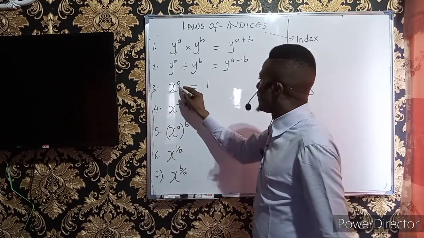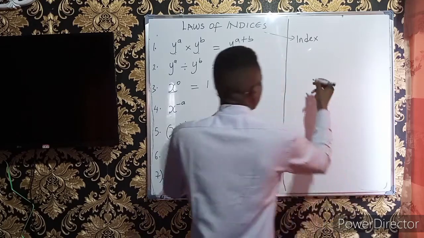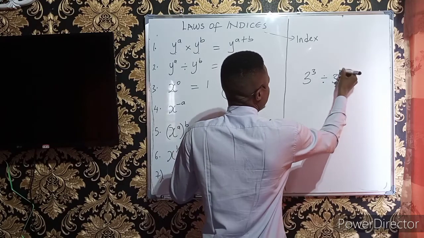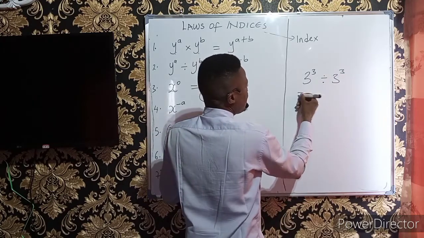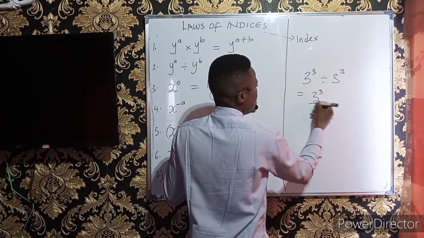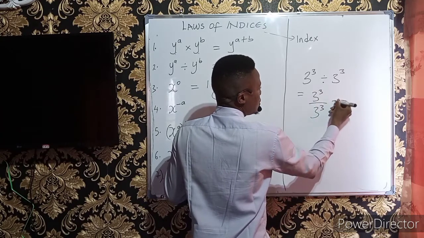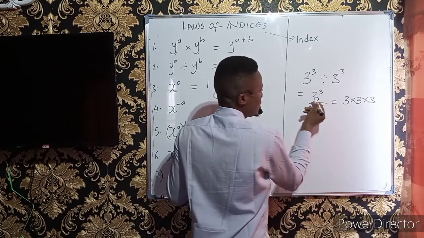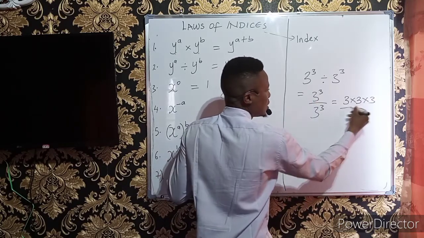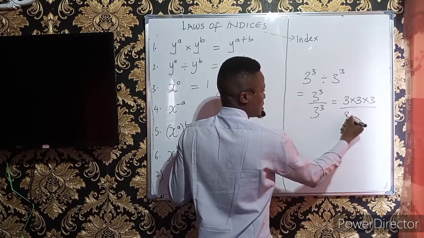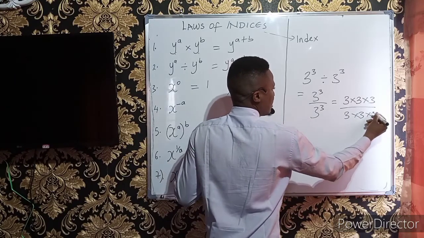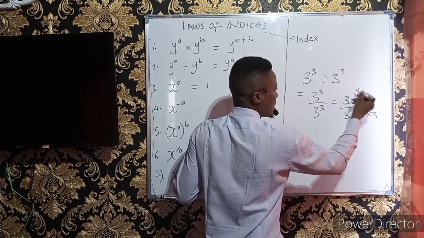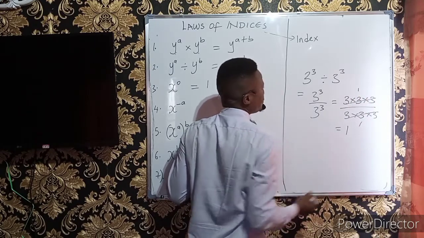You can prove this by saying when you have something like 3 power of 3 divided by 3 power of 3. Of course, this can be written as 3 power of 3 over 3 power of 3, which is the same thing as 3 times 3 times 3 over 3 times 3 times 3, because 3 power of 3 means 3 is multiplied 3 times. Now, this divided by itself is 1, and 1 over 1 will give us 1.